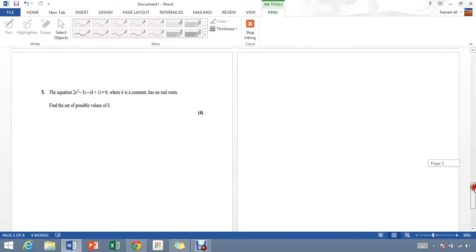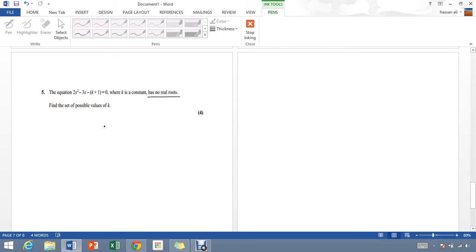Alright, coming on to question 5 now. It's saying the equation 2x squared minus 3x minus brackets k plus 1 equals 0, where k is a constant, has no real roots. Now, the key thing you have to identify here is "has no real roots." What does that mean? If this equation has a solution, it has roots, right? This equation does not have any solution. So we don't know what the value of x is when this equation is equal to 0. That's what it means by has no real roots. So find the set of possible values of k.